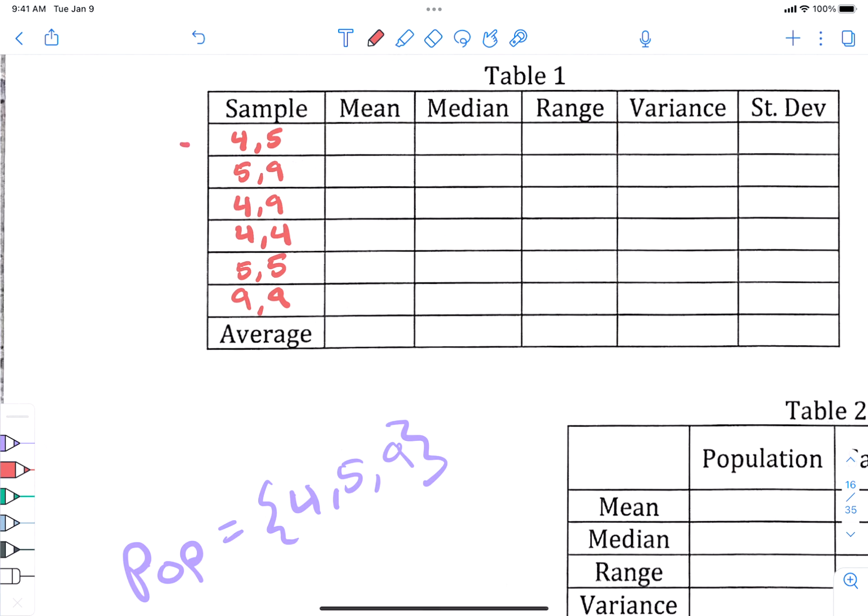We understand that 4, 5 is the same sample as 5, 4 if you flip it around, right? You just have those 2 because it doesn't matter what order I choose them in, they're both in my sample. So keeping in mind that if you flip them, it's okay. All right, we want to find the average, the median, and the range. Then we're going to do variance and standard deviation, okay?